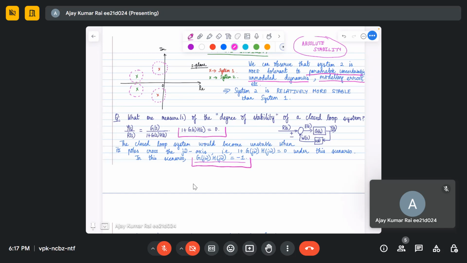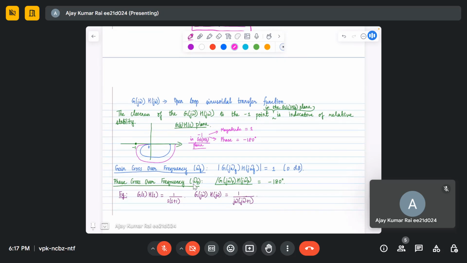So we will get G of j omega, H of j omega. If you put s equal to j omega, it's called the sinusoidal transfer function. That should be equal to -1. -1 means magnitude is equal to 1 and phase is equal to minus 180 degrees. In terms of the Nyquist plot, the closeness of the open loop sinusoidal transfer function to the -1 point in the G(s)H(s) plane indicates relative stability.